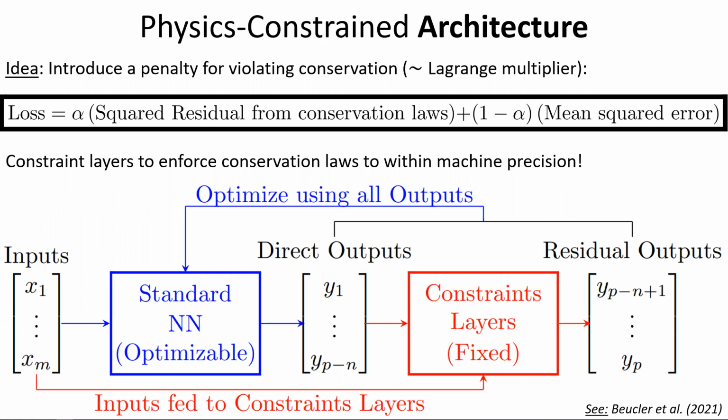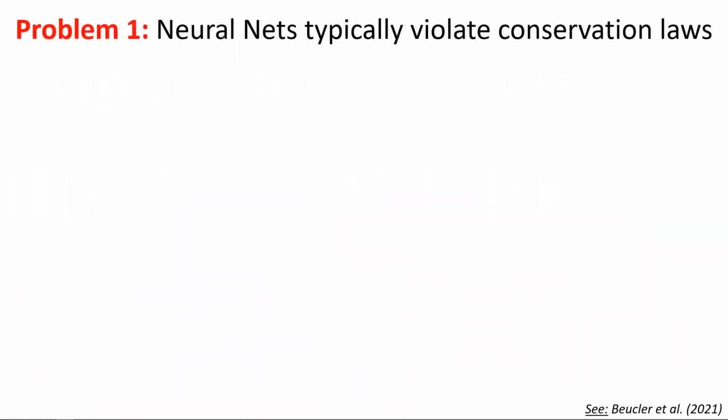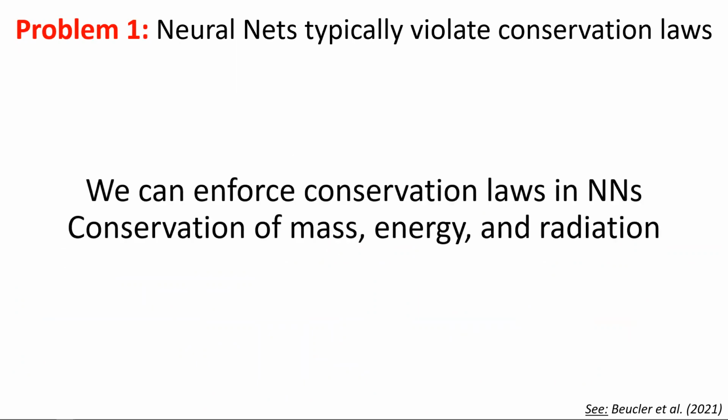And this is published in PRL at the bottom. And feel free to read it for more details and why it's often nicer than the loss function, even if it's a bit more work to change the architecture of the neural network. And so the summary is that it is possible to enforce conservation laws in neural networks. In our case, you conserve mass, energy, and radiation.